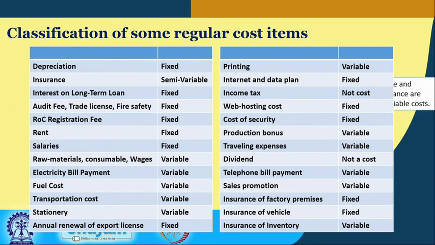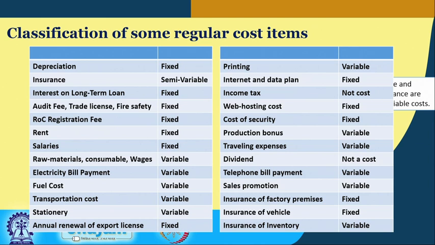Here is a list of items for your ready reference as to what kind of expenses fall under what categories. Depreciation is fixed, insurance is semi-variable, but in case the fixed component is not so large, or the variable component is not at all large, then you can categorize it either way. Ultimately, it should help you to make an informed decision about break-even. That is the core objective.